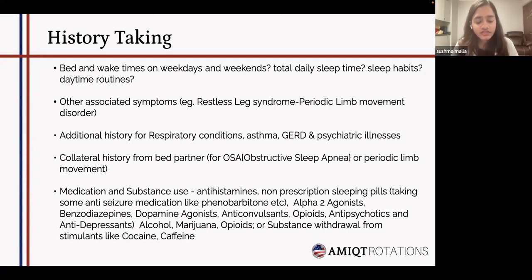And another very important thing that we should never forget in sleep disorders is to ask about medication and substance use. Here's a list of all the medications that can affect sleep: antihistamines, non-prescription sleeping pills, alpha-2 agonists, benzodiazepines, and alcohol. One of the very important things is also alcohol.